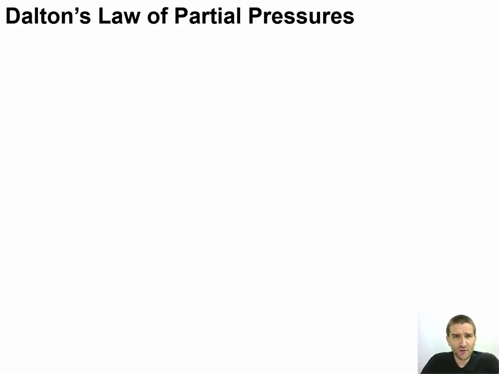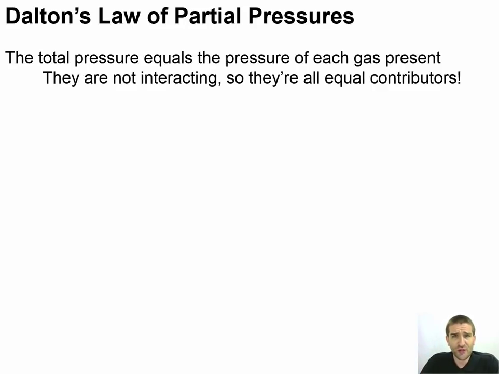Now, what Dalton's law realizes is that the total pressure is going to be based off the pressure of each of the gases that are present. So, since they're not interacting, we can allot the total pressure back to each of those gases based on how much there is present for each of them. Now let's see what that means in practice.